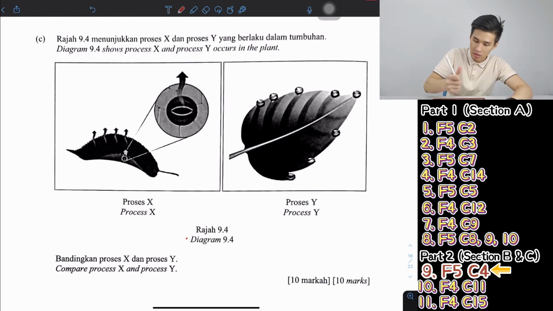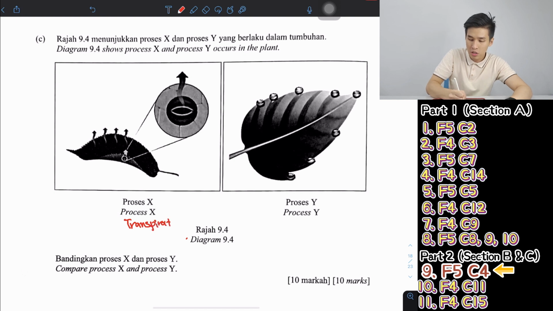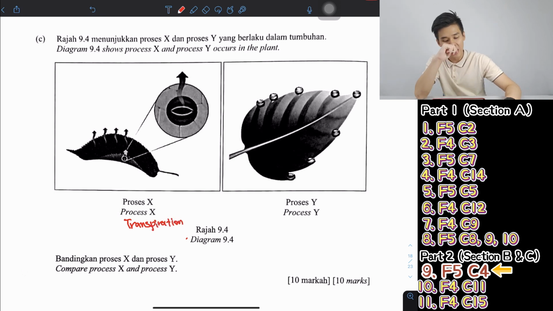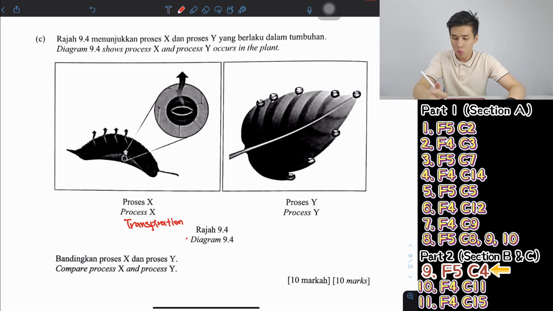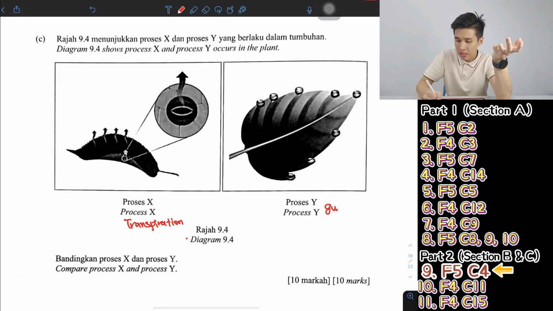So process X, this one you all should know, is called transpiration, evaporation of water through the stomata of the leaf. Now for process Y, it's also water coming out from the leaf, but this one is coming out from the edge of the leaf, not through the surface, the stomata of the leaf. So this process is slightly different. It's called guttation.